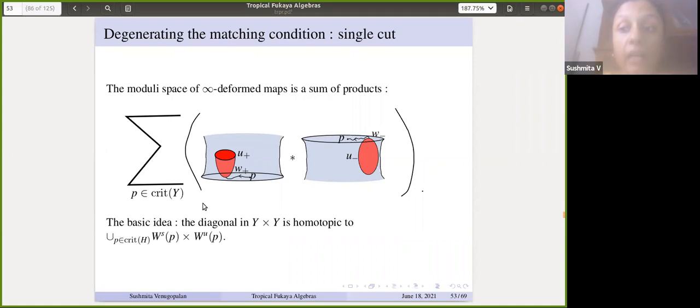And the basic idea which goes into this is that the diagonal in Y cross Y is homotopic to a union of products of stable and unstable manifolds. So that's basically what's happened here. So instead of requiring the pair of evolution nodal points to map to the diagonal, we require one side to map to the stable manifold and the other side to map to an unstable manifold of a critical point.